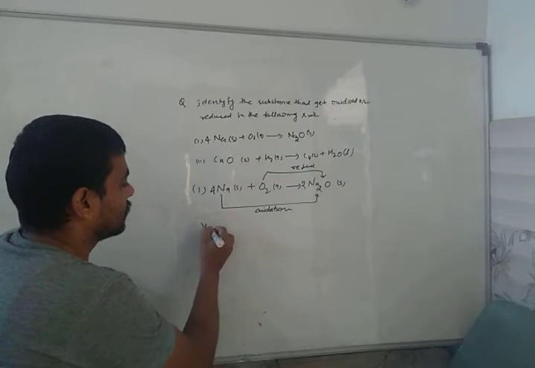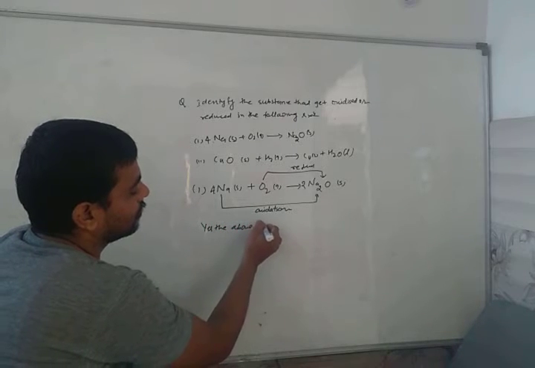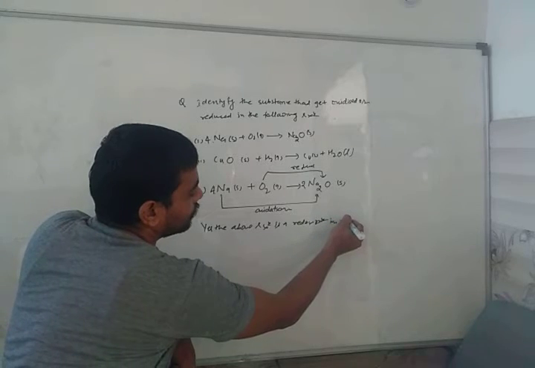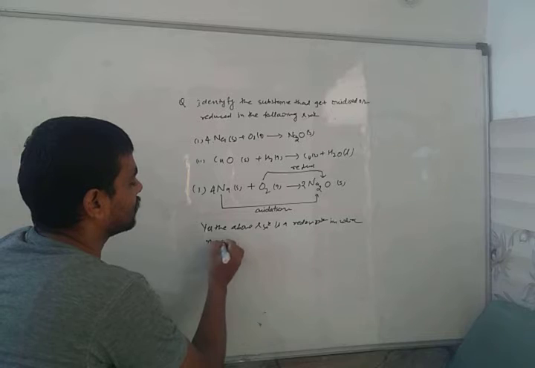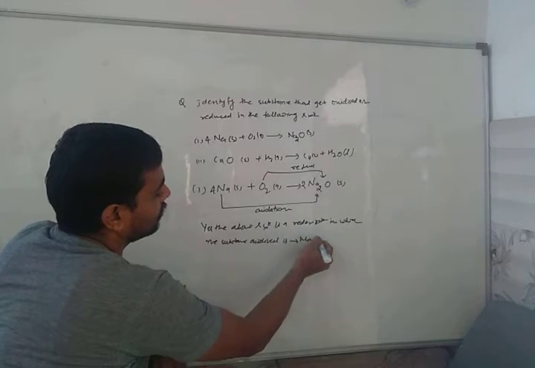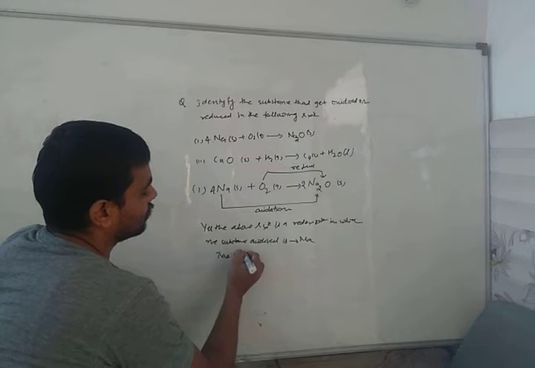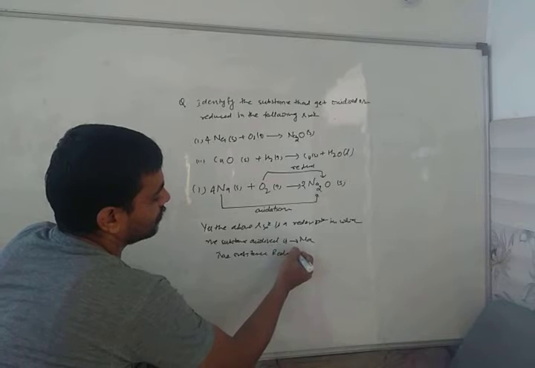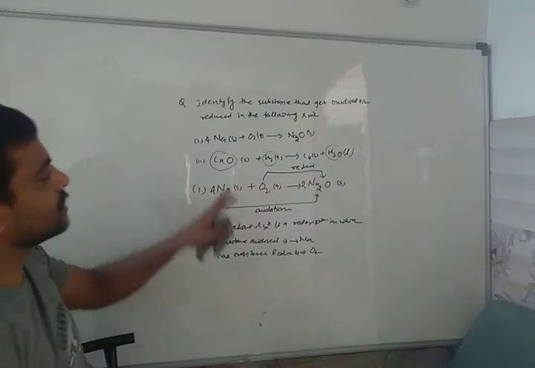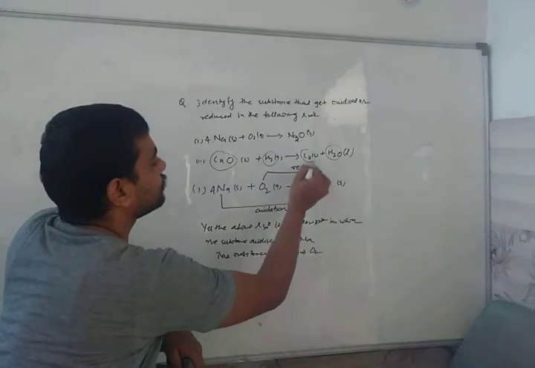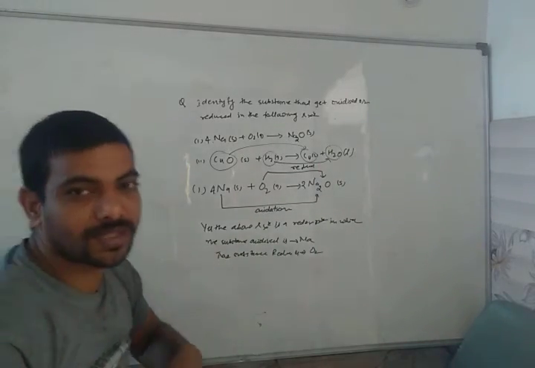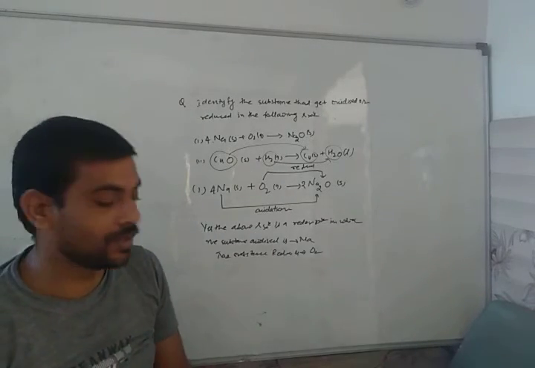Yes, the above reaction is a redox reaction in which the substance oxidized is Na. The substance reduced is O2. In the same way, in this case you have to try on your own, because in this case copper oxide gets reduced to become this and this becomes this. So you may easily identify the substance that gets oxidized and that gets reduced during the course of the reaction or its completion.